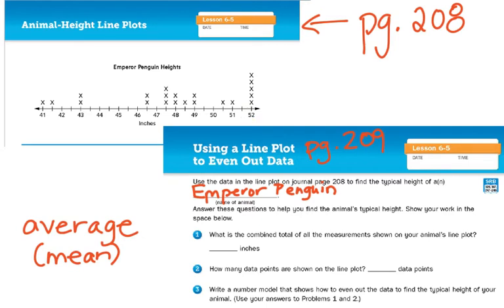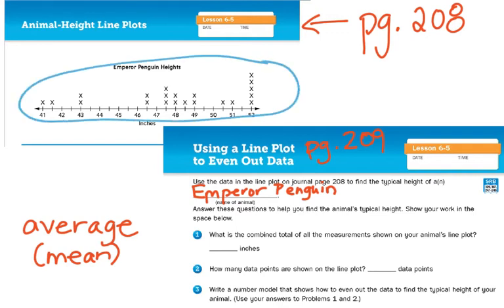In order to find the combined total, we have to add together 41, 41 and a half, 43, 43, 46 and a half, 46 and a half, 47 and a half, 47 and a half, 47 and a half. So I'm going to ask you to go ahead and pause your video, add together the value of each one of these X's.